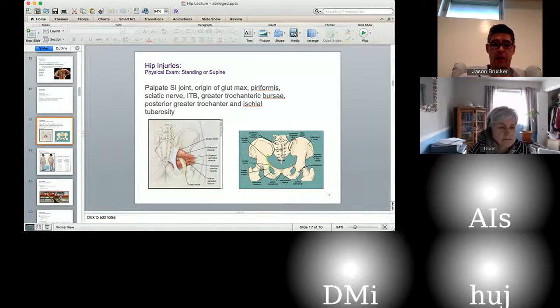So just to go back a slide, in addition to the various positions, you want to make sure you're palpating the various landmarks. That will include the SI joint, along the dimples of the back, insertion points of the maximus, the piriformis, and the sciatic nerve exits, and the various other attachments of tendons.